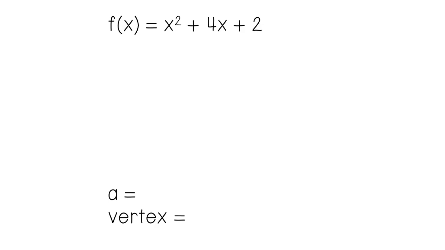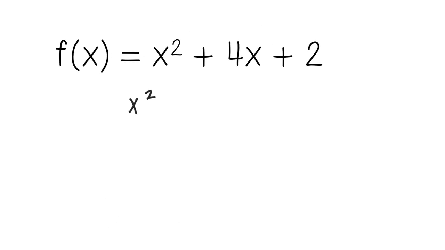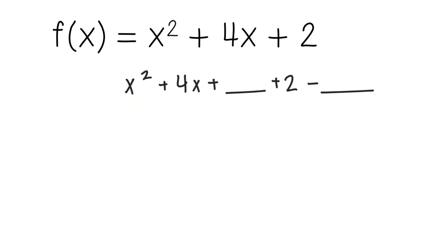All right, let's go ahead and solve this one. So writing it out, I'm going to have x squared. Let me zoom in a little. x squared plus 4x plus blank plus 2 minus blank. Okay, going ahead and solving for my blanks. I'm going to have 4 over 2 squared, which is 2 squared, which is going to give me 4. And that's what I'm plugging into both.